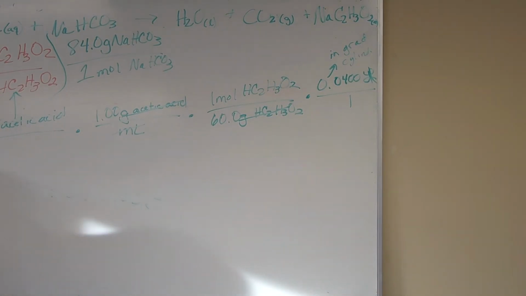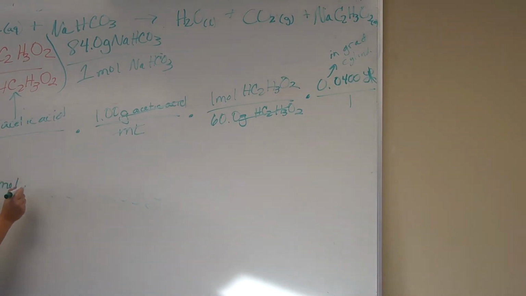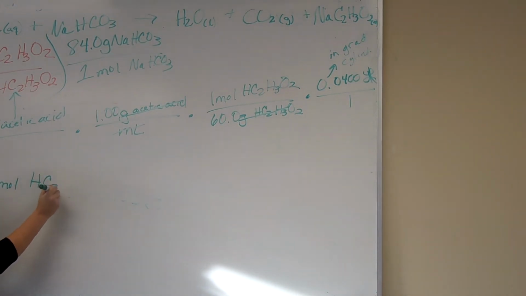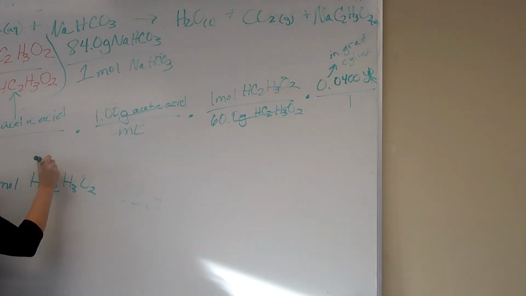Now, how many can I keep? Okay, 2 here, so that's my limit. So I can only keep 2. So I get 0.033, and what unit didn't get canceled finally after all of that goes through? Moles. HC2H3O2, and that is acetic acid.